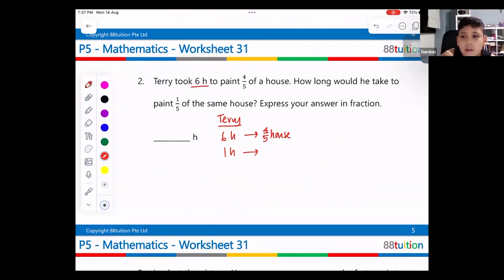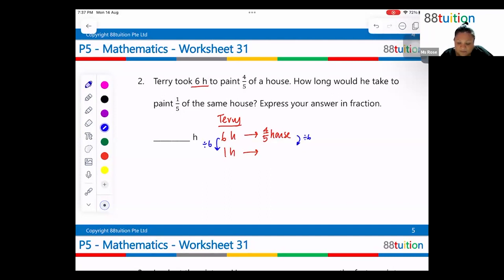Because I want to find out per hour first, I divide 4/5 of the house by 6. So what do I have? 4/5 divided by 6. What do I get? 4 over 5 divided by 6 gives me 2 over 15 of a house.